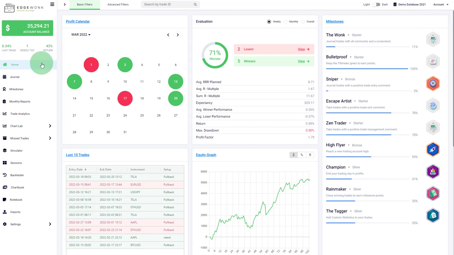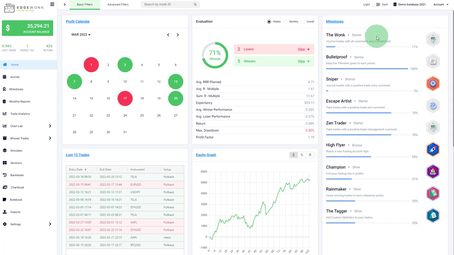When you log in to your Edgewonk trading journal and you're in the home tab, you will see a breakdown of the currently available milestones. Currently, we have those 9 milestones available. For each milestone, you will see first the title, and the titles are The Wonk, Bulletproof, Sniper, Escape Artist, Zen Trader, High Flyer, Champion, Rainmaker, and the Tagger.